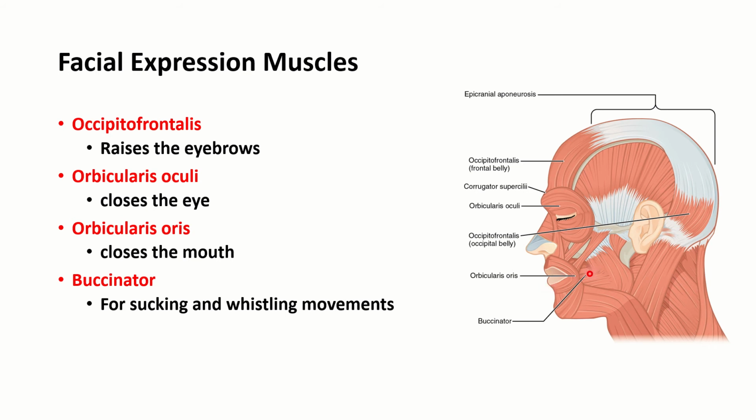And buccinator, this is a muscle that compresses the cheek and moves the food toward the teeth when you're chewing. Also, it is for sucking, for example, when you're drinking something, and for whistling movements.